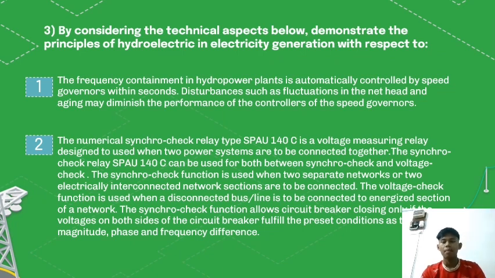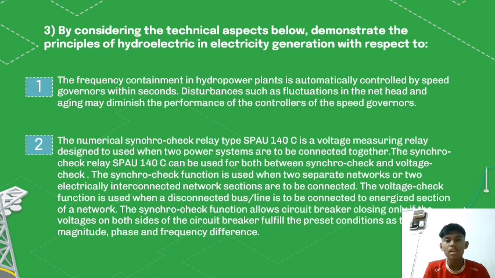So, my question is number 3 from the EOC. Question number 3 is: by considering the technical aspects below, demonstrate the principle of hydroelectric in electricity generation with respect to the following. Number 1 is generator frequency and voltage control principle. The frequency containment in a hydropower plant is automatically controlled by the speed governor within seconds. Disturbances such as fluctuation in the net head and gain may diminish the performance of the controller of the speed governor.